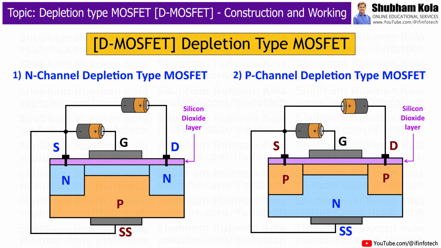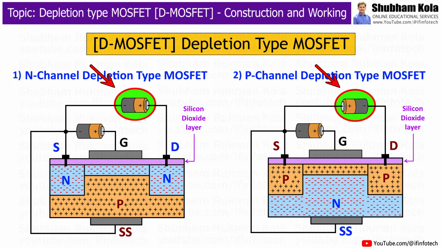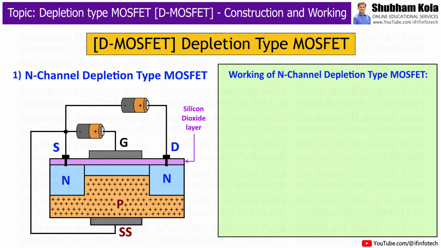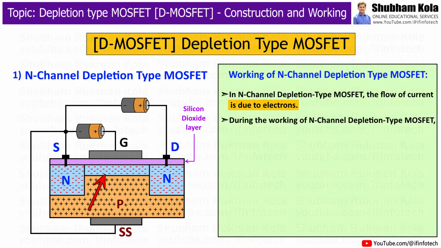Now that we have covered the construction of both N-channel and P-channel depletion type MOSFET, let's move on to how each type works. The working principle of both N-channel and P-channel MOSFETs is similar, but it involves opposite polarity of voltage. In N-channel depletion type MOSFET, the flow of current is due to electrons since it is N-type semiconductor.